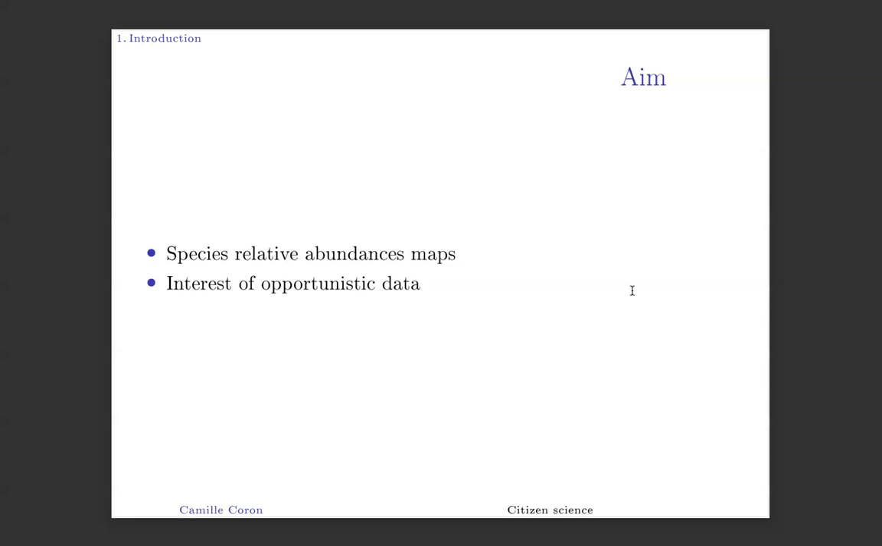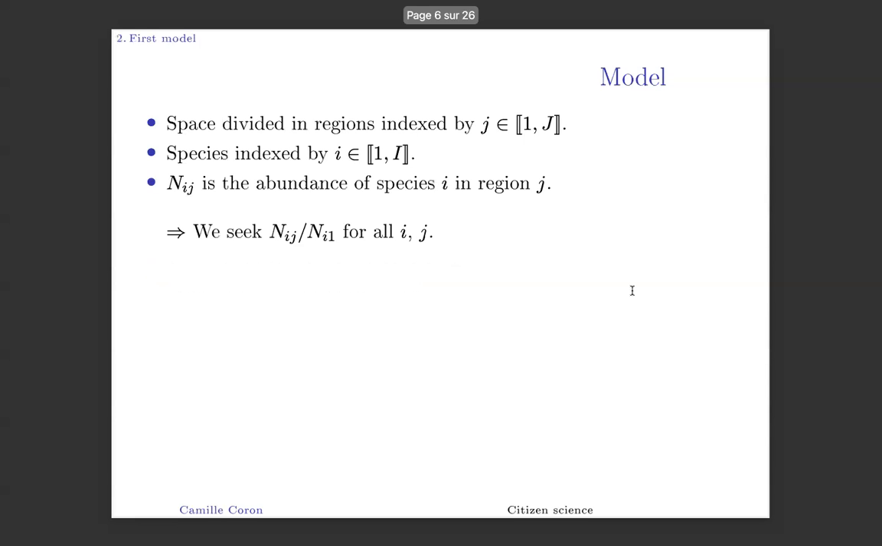If you use only the standardized data set, you can do something. So the question is, what is the interest of the opportunistic data set here? To answer these two questions, we are going to model the data that we have. So space is divided into several regions, indexed by j, and species are indexed by i, and we denote by Nij the number of individuals of species i in region j.